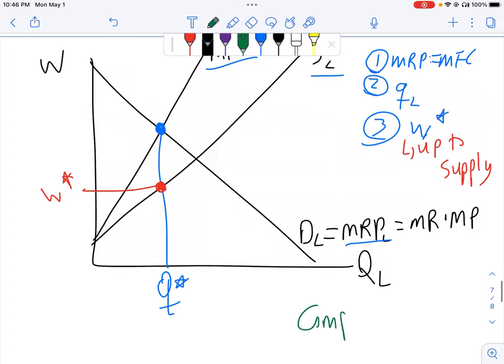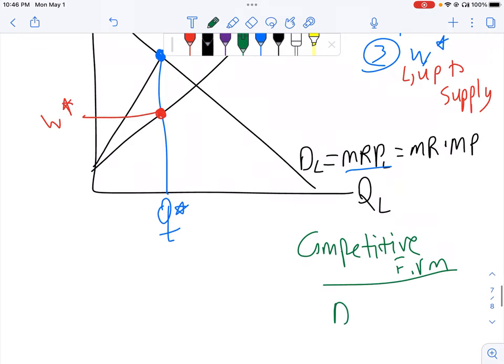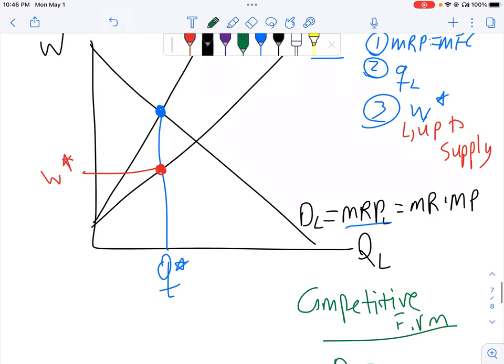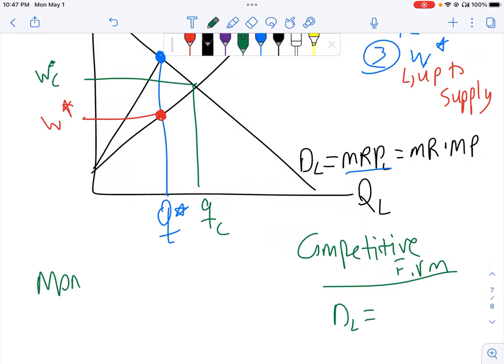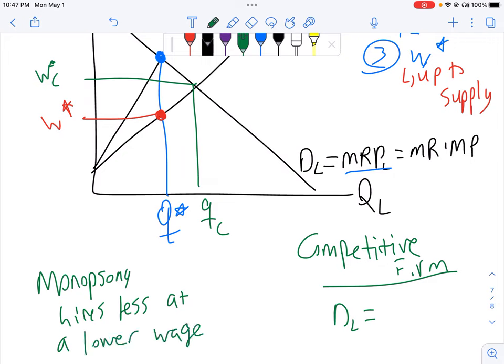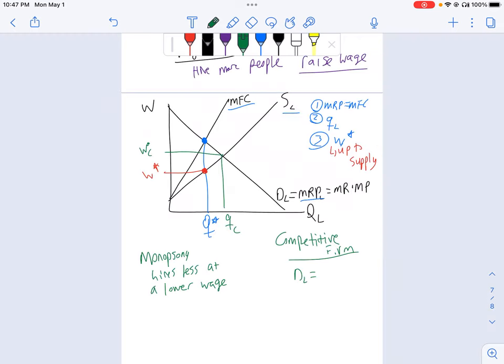A competitive market or a competitive firm, right? They set demand, or the MRP, equal to supply, because remember their supply of labor is equal to the wage. So this would be the competitive wage and the competitive quantity. As you can see, a monopsony hires less at a lower wage. That's what a monopsony does. So that is going to be it for monopsony. Okay, that's the main points there.